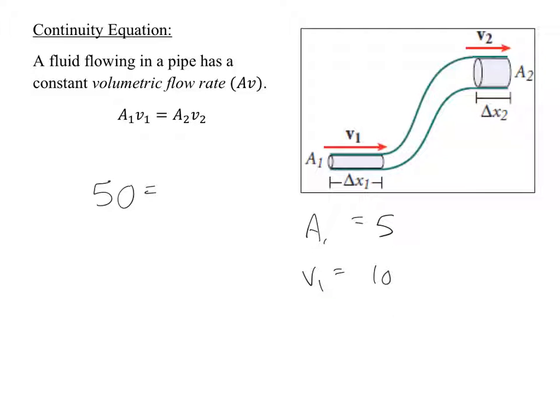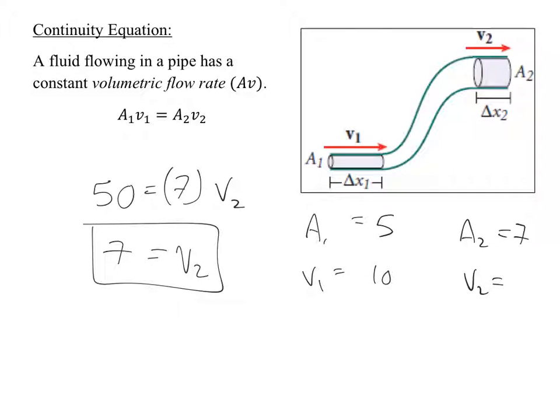Now, the next area has to be greater. Give me a number greater than 5. 7. If area 2 is 7, well then I've got a 7 here. What must V2 be? How do you solve for V2? Obviously divide by 7. It's approximately 7 also. That's just a coincidence.